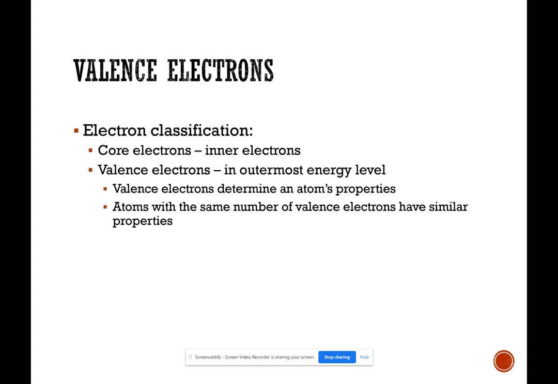Electrons can be classified as either core electrons or valence electrons. Core electrons are the inner electrons, and valence electrons are the electrons in the outermost energy level. The valence electrons are really the only important ones because they determine an atom's properties. Since valence electrons determine an atom's properties, atoms that have the same number of valence electrons have similar properties.